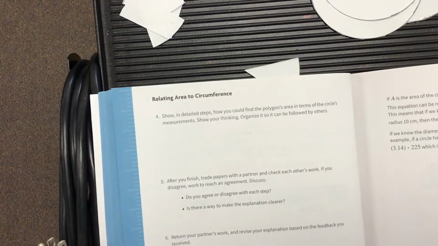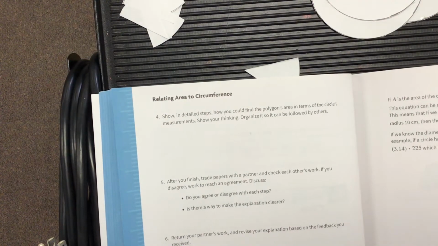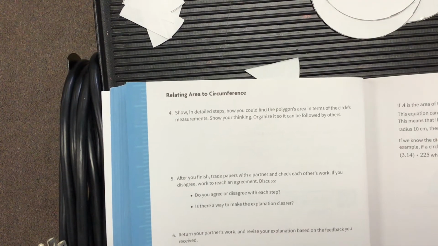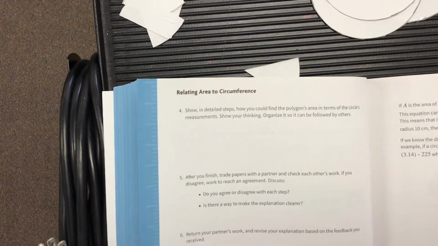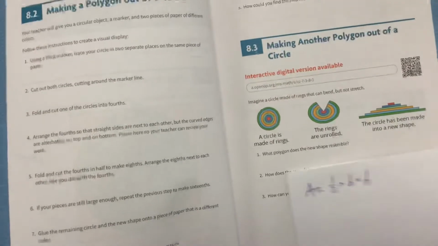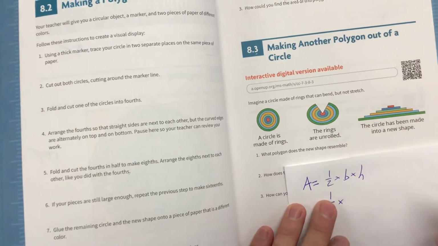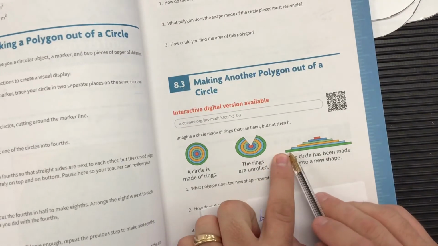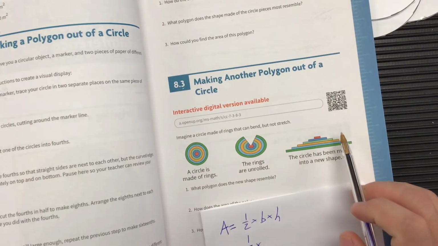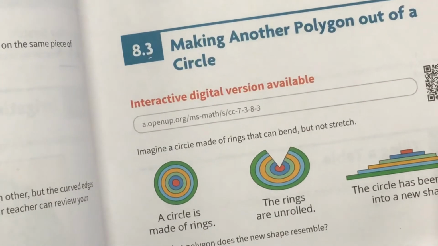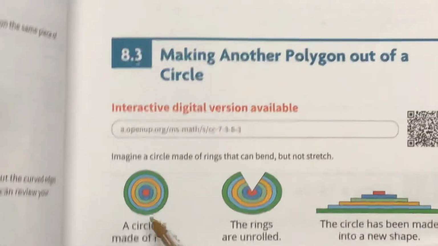Question 4, show in detail the steps you can find to find the polygon's area in terms of the circle's measurements. Show what you're thinking and then organize it. All right, so you stay on this page. I'm gonna go back so you can look at this at the same time. So the base, you see the base of the circle here? What color is that? Dark green. What does the dark green represent on the original circle?